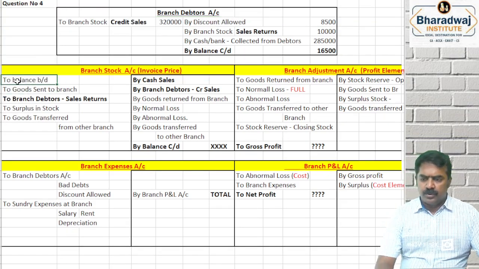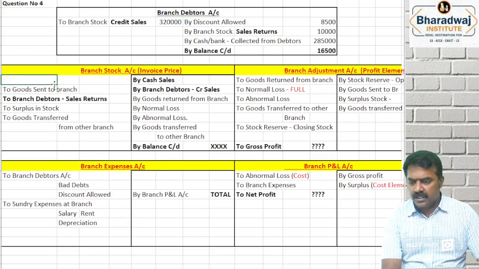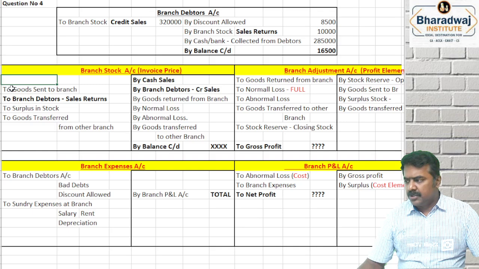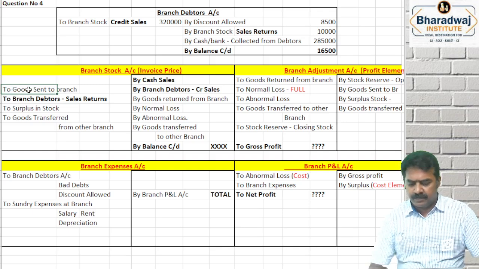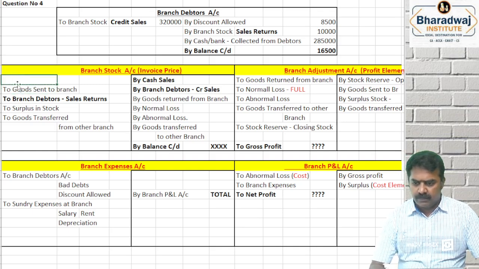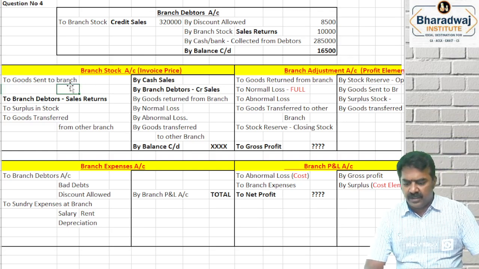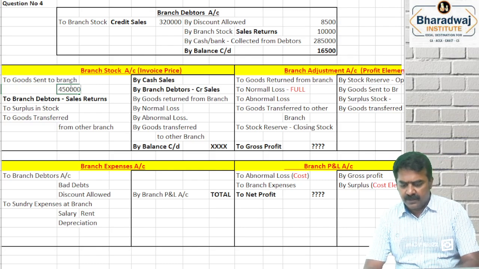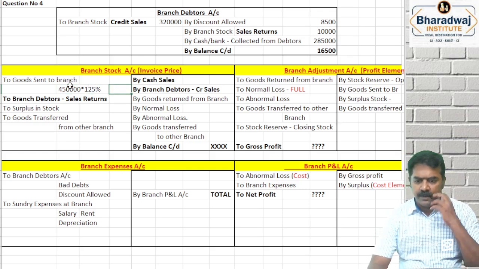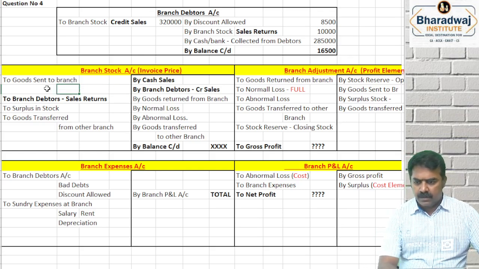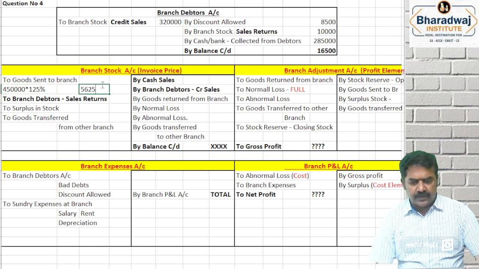Stock also, no opening balance will be there because it's a newly started branch. Goods sent to branch, at cost to the head office. So you'll take 4,50,000 into 125%, that is 25% on cost. How much will it be? 5,62,500.